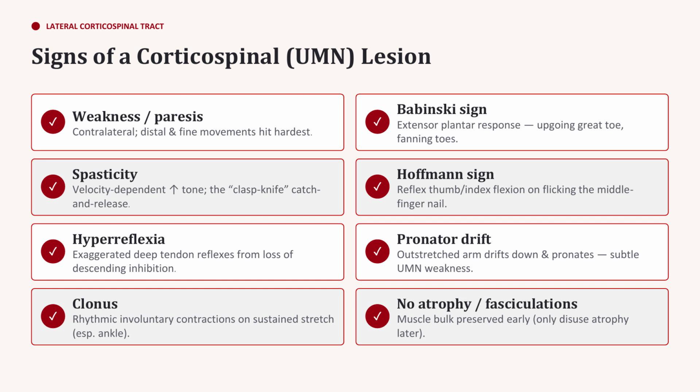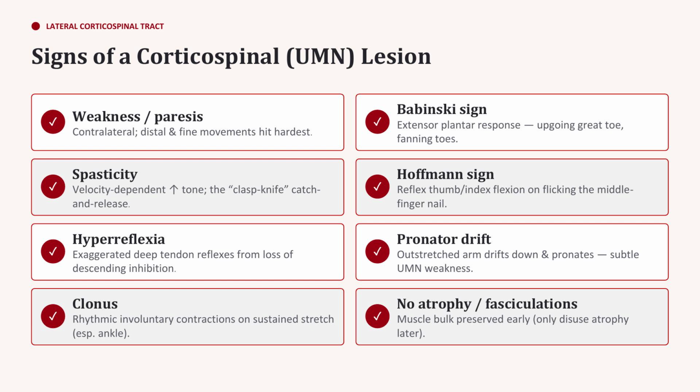Spasticity is velocity dependent. Move the limb faster and you feel more resistance than a sudden give. The clasp knife phenomenon, hyperreflexia, and clonus reflect an unrestrained stretch reflex. The Babinski sign, an upgoing great toe with fanning, is the famous one. It is normal in infants before myelination, but pathological afterward and signals corticospinal dysfunction. The Hoffman sign is its upper limb analog.